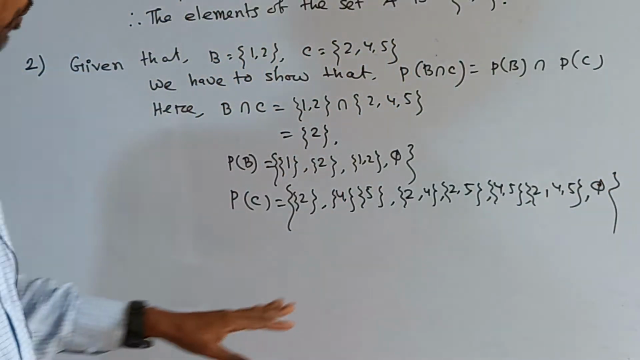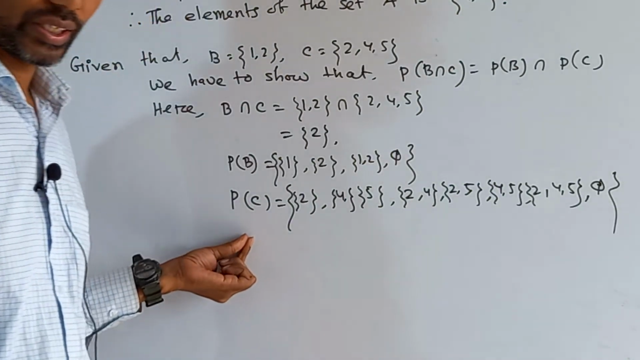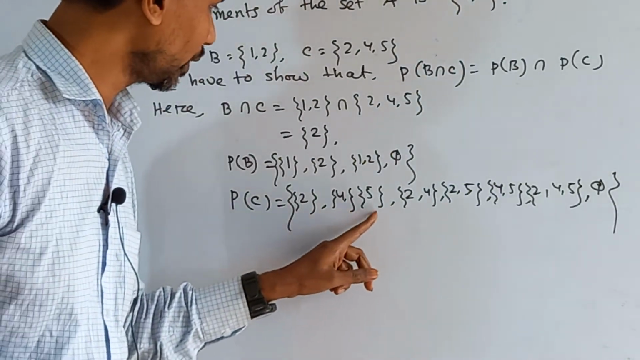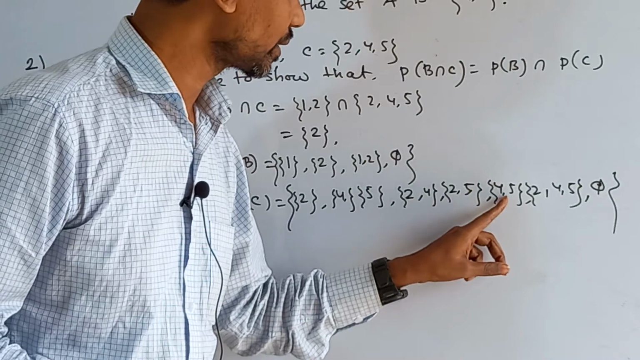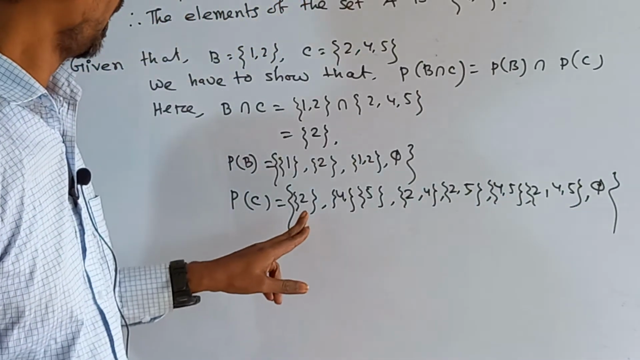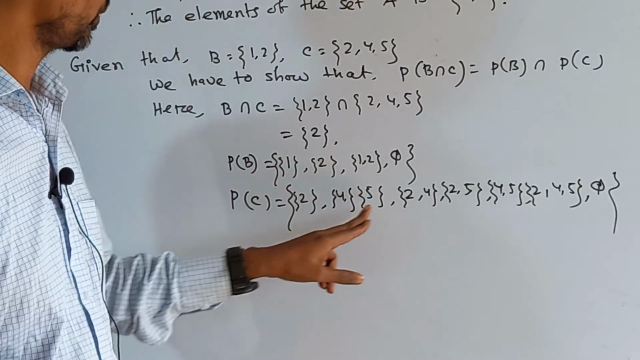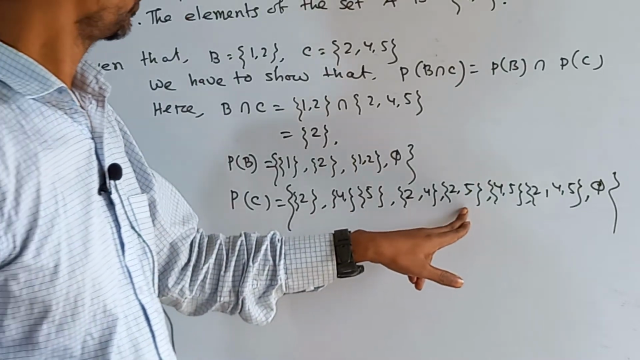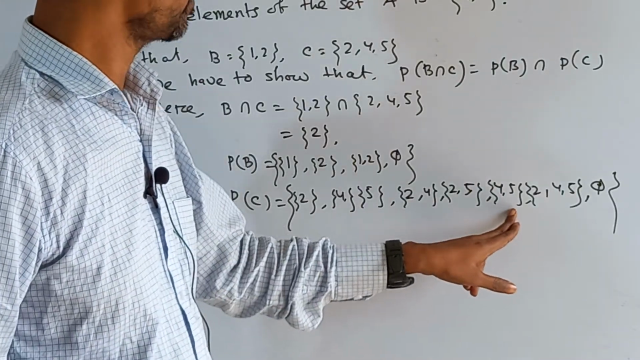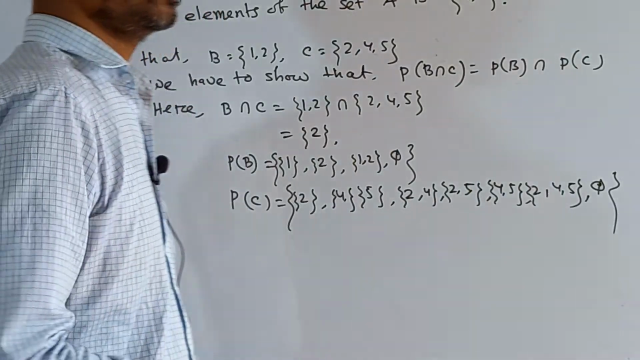Then how many elements does the power set of C have? Look: 1, 2, 3, 4, 5, 6, 7, 8. At first I have taken {2}, then {4}, then {5}, then {2, 4}, then {2, 5}, then {4, 5}, then {2, 4, 5}, and then the empty set.